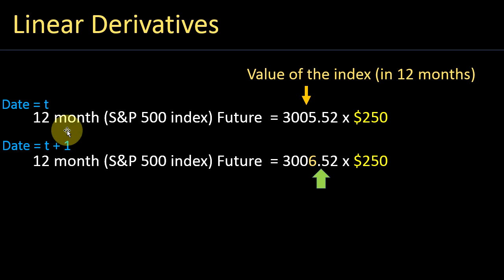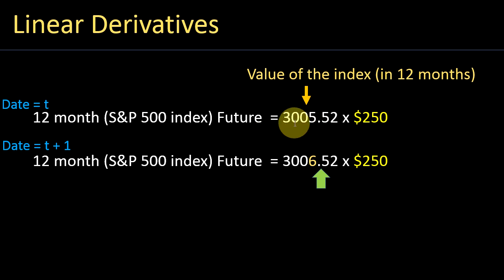Let's assume that we have a future on an S&P 500 index. So basically, what that means is that we have entered into a futures contract to purchase an S&P 500 index contract in 1 year's time. So the value of the future is simply the value of the index.